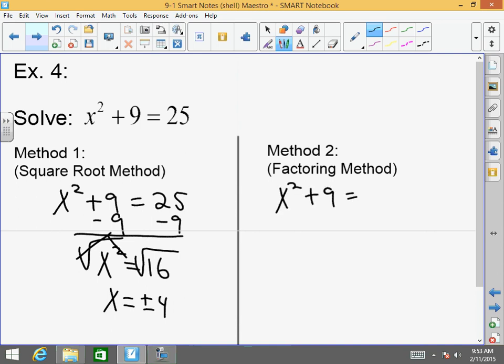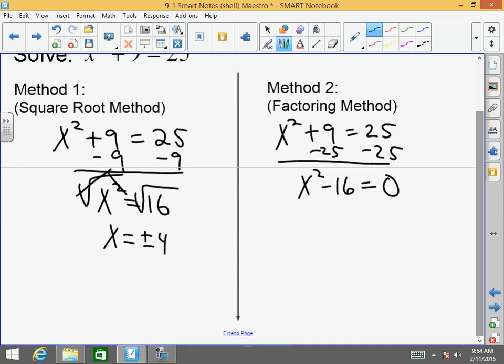x squared plus 9 equals 25. I'm going to bring everything over together to one side. So I'm going to subtract 25 from both sides. x squared minus 16 equals 0. I don't know if you guys remember this, but this is called a difference of squares. Since x squared is a perfect square and 16 is a perfect square, you factor out a difference of squares by finding the square root of the first plus the square root of the second, times the square root of the first term minus the square root of the second.